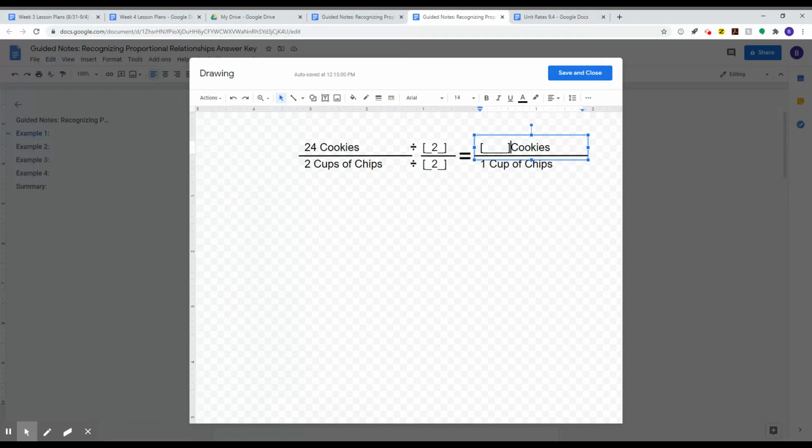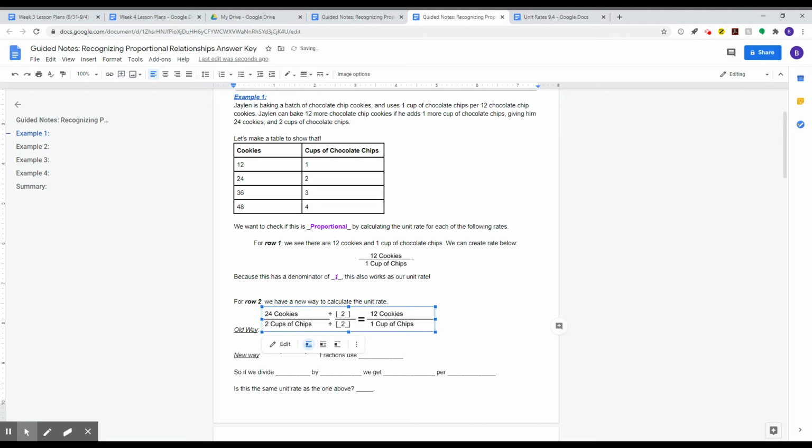Now, if we divide the top by 2, 24 divided by 2 is 12. So we get 12 cookies per 1 cup of chocolate chips. Let's save and close this. Hey, is that the same unit rate as the one up here? Are these the same unit rates? Yes, totally. So that works. That totally worked. We could divide the top and the bottom by 2.